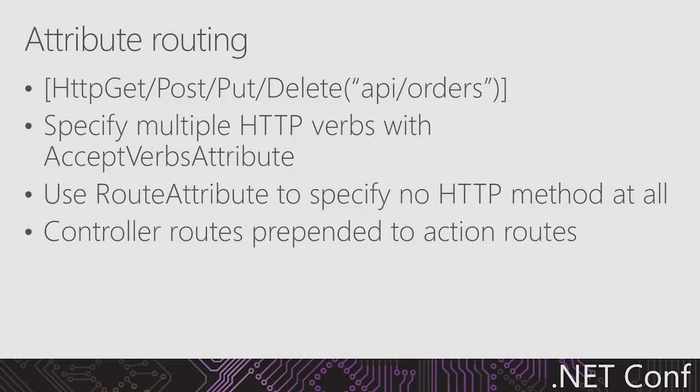Now you can put attribute routes on both the controller and on individual actions. When you do that, the routes on the controller are prepended to the action route. So if you have a common base route that all the actions are using, put that on your controller using the route attribute, and then you only need to specify the delta on each of your individual actions.